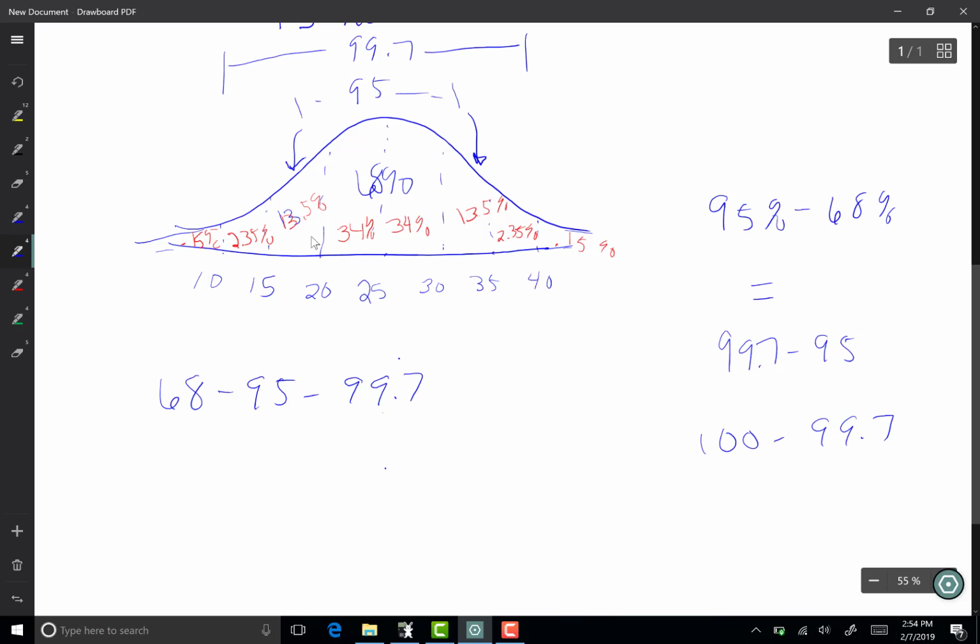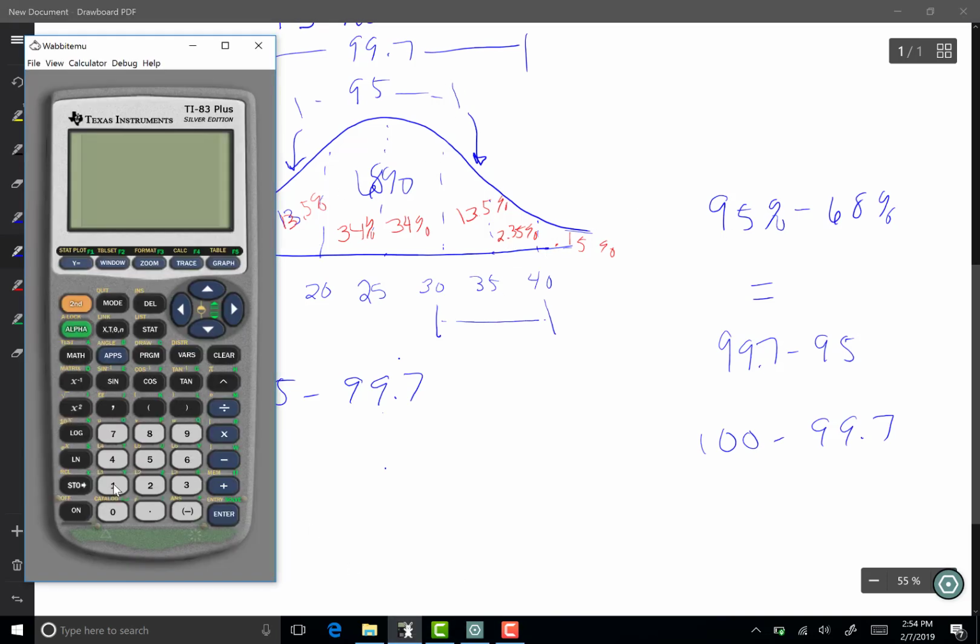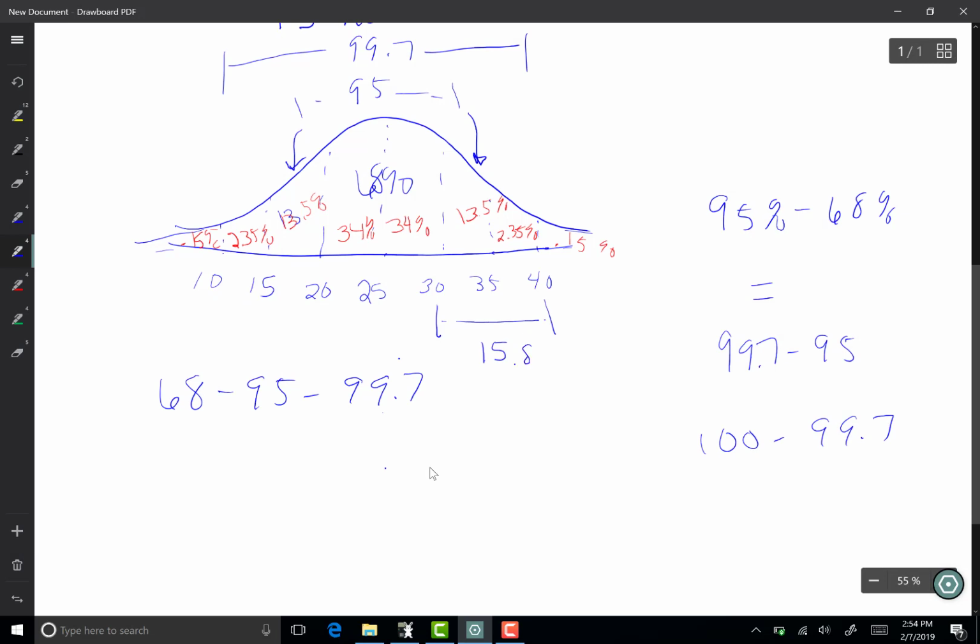So if you wanted to know what percent of students drive between 30 and 40 miles, I would just add 13.5 plus 2.35. So that means 15.85% of students drive between 30 and 40 miles. Make sense?